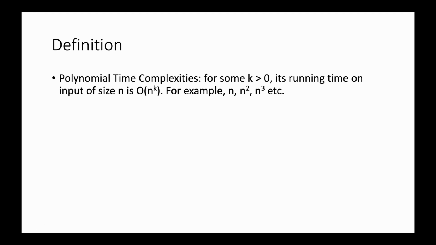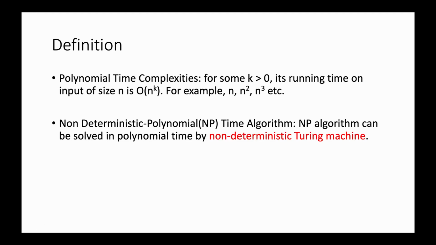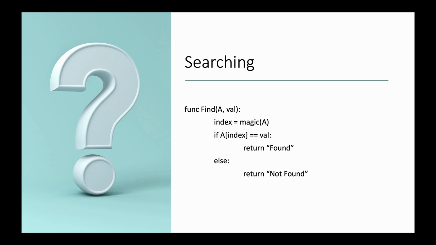Let's look at the definition of an NP time algorithm. So NP stands for Non-Deterministic Polynomial Time Algorithm. An NP algorithm can be solved in polynomial time by a non-deterministic Turing machine. Let's understand what is non-deterministic first, and then we will understand what is a Turing machine from a high level. So let's look at this example to understand what we mean by non-deterministic. So this is an algorithm for searching an element in the array.